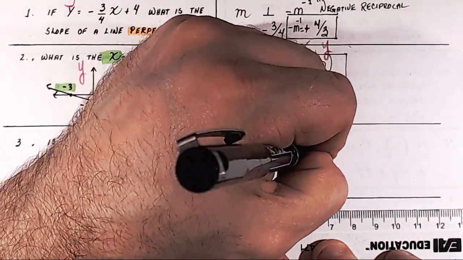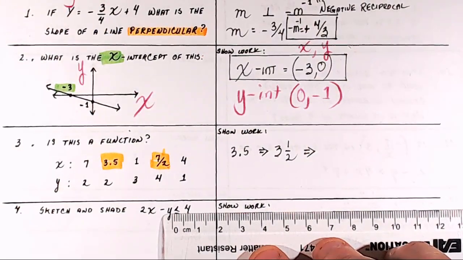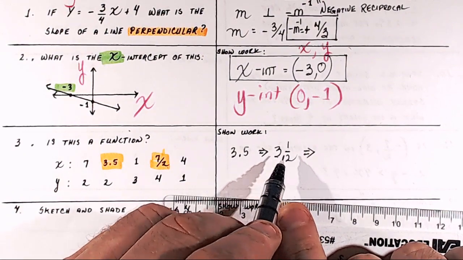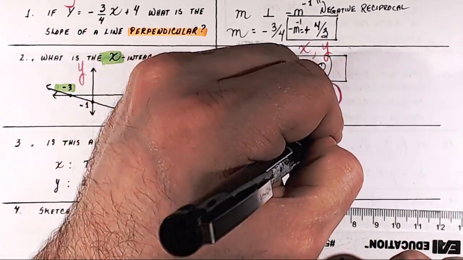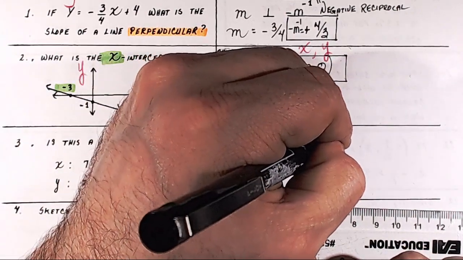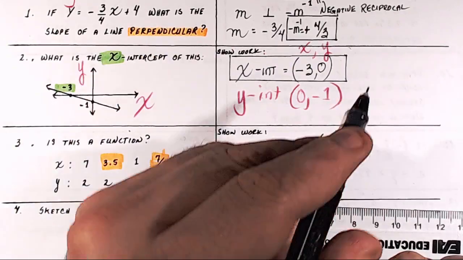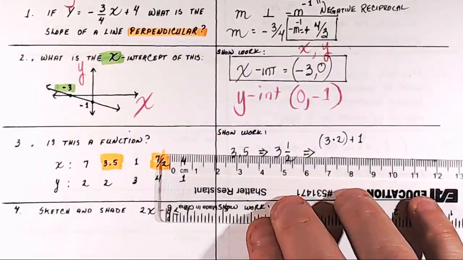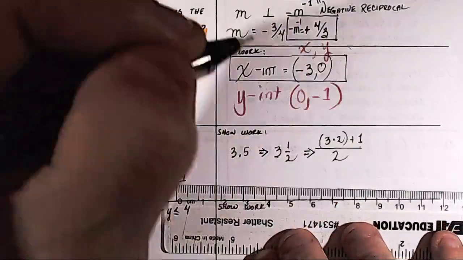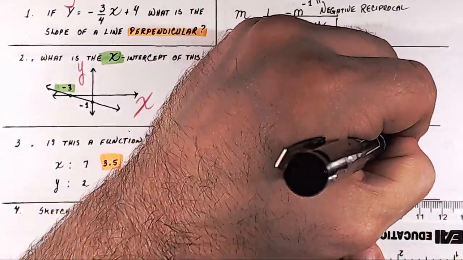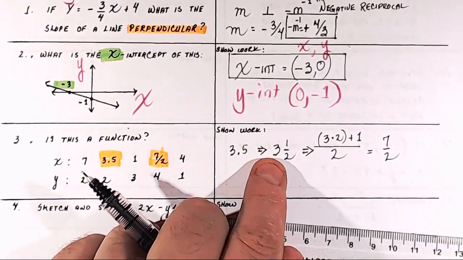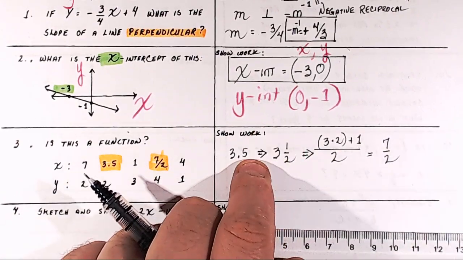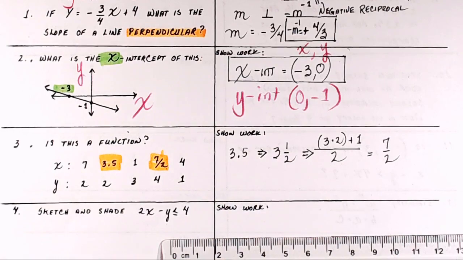And 3 1/2, the way you convert it to a fraction is you multiply the denominator by the whole number, and then you add the numerator. So what that looks like is 3 times 2 plus 1 over 2. And that equals 7 over 2. No one really writes this step out. You just do it in your head. You're like, well, 3 1/2. So 2 times 3 is 6. 6 plus 1 is 7. The answer is 7 over 2.